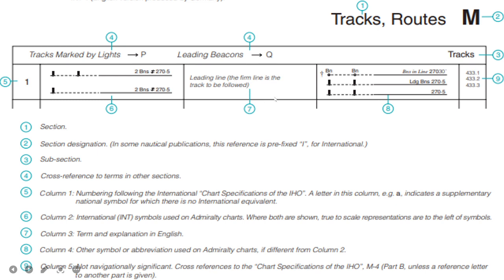In column 4, or number 8, this is another symbol or abbreviation used in Admiralty charts and different from column 2. Column 5 is not navigationally significant. It is a cross-reference to the chart specification of the IHO Part B unless a reference letter to another part is given.